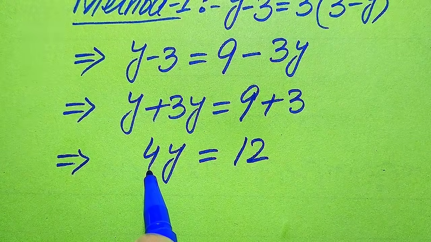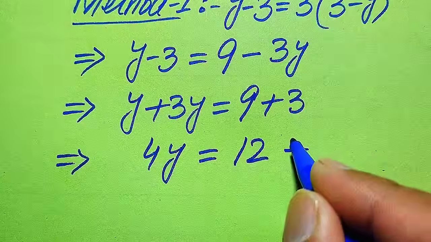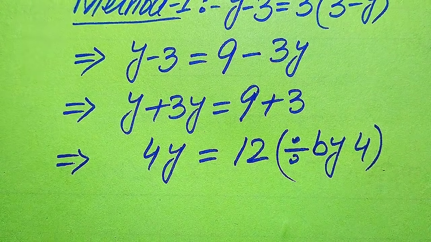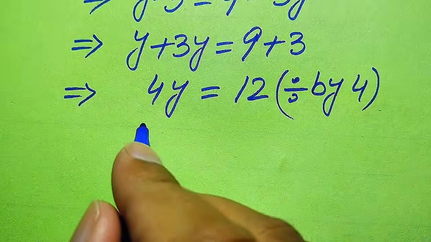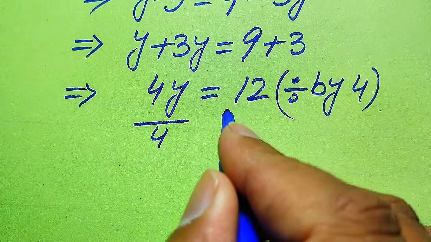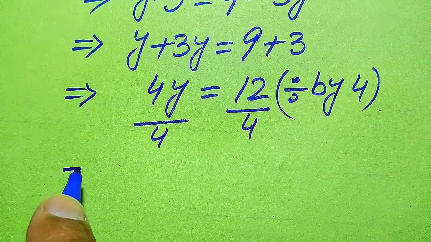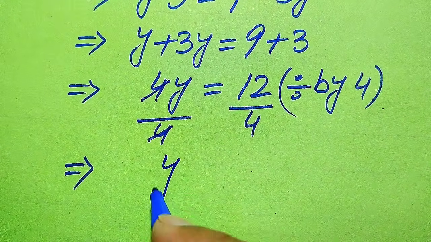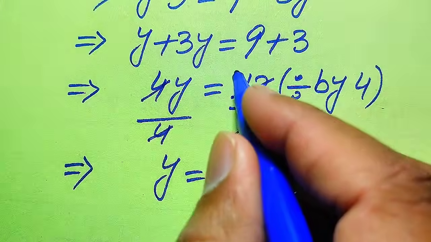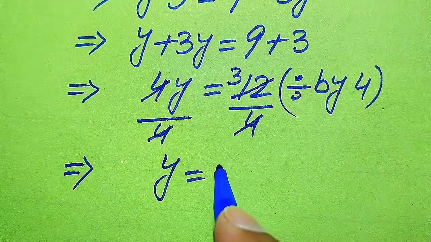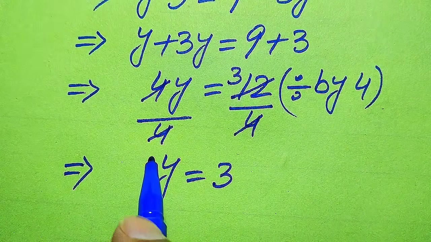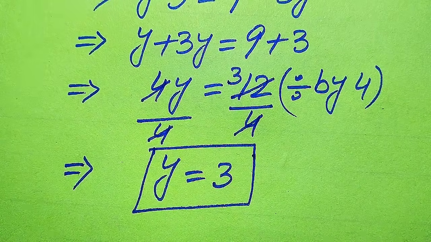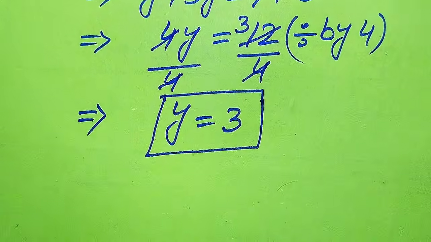So here we need to find the value of y. For this we need to remove this 4 from the left hand side, and that's why we divide both sides by 4. So 4y divided by 4 equals 12 divided by 4, and this 4 is cancelled out by this 4, and we get y is equal to 12 divided by 4, which is 3. So this is the value of y which we get in this method, the only one value of y.